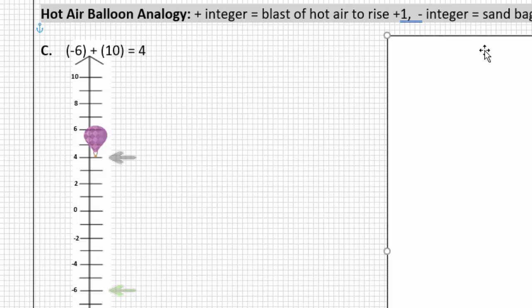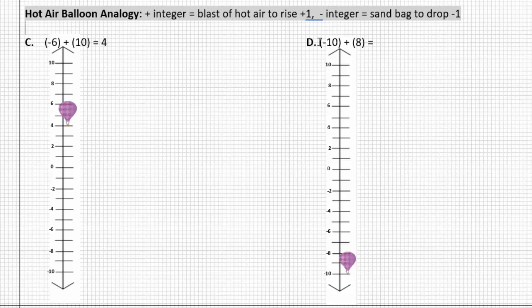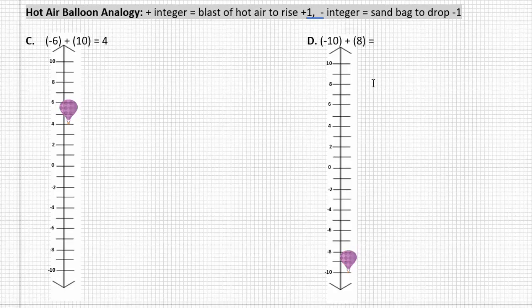See if you can try this one. For our last example, -10 plus 8. Again, the basket for this hot air balloon starts where our first integer is, at -10. We want to add 8, so we're going to go up. We're going to add 8 blasts of hot air. Where are we going to land?